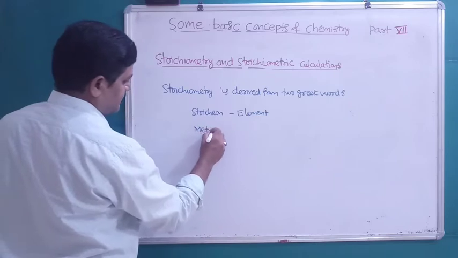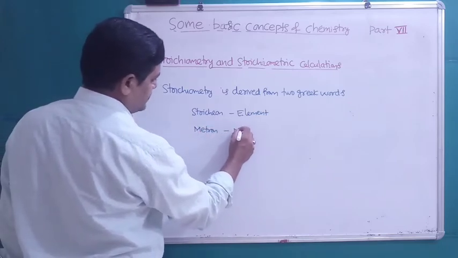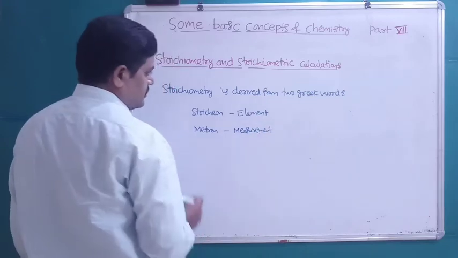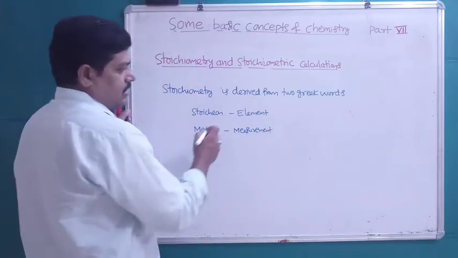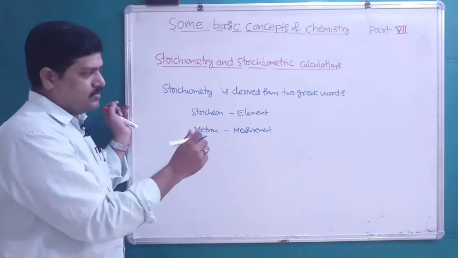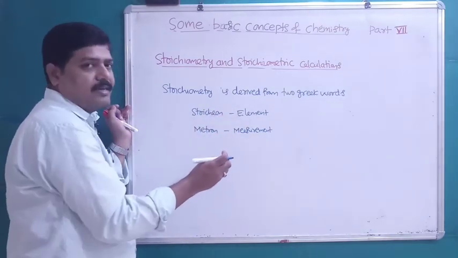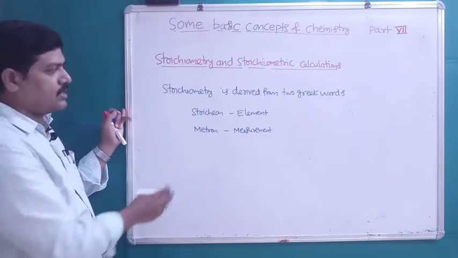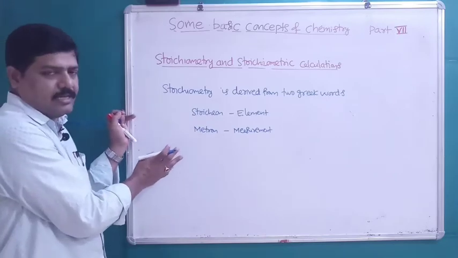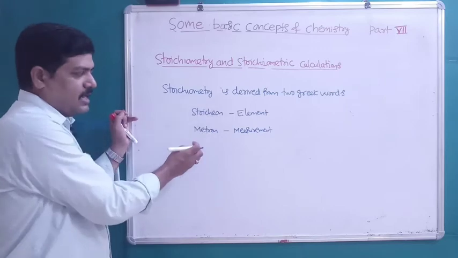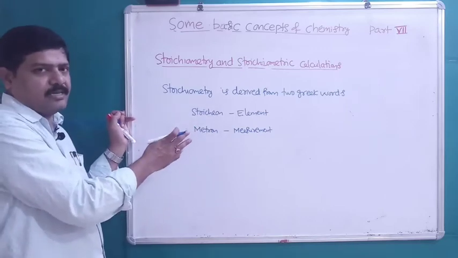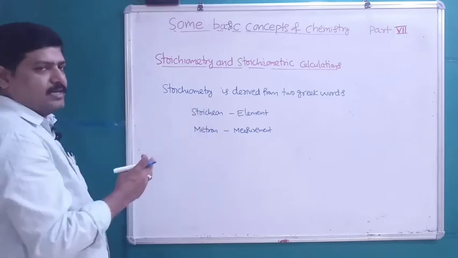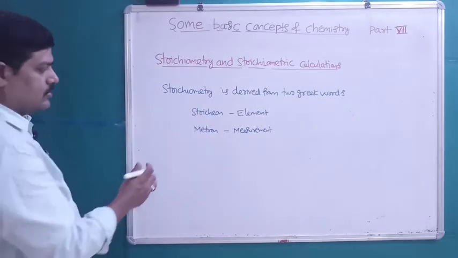Metron means measurement. So this talks about relative amounts, the quantitative relationship between the reactants and the products. That's why it is called stoichiometry. Stoichion means element, metron means measurement: elemental calculation, quantitative analysis. It will give relative amounts.